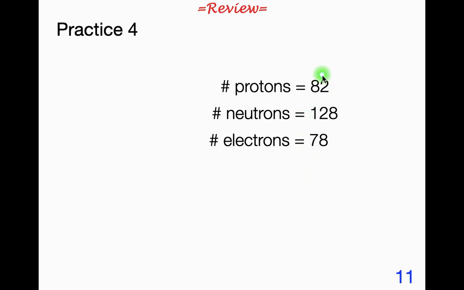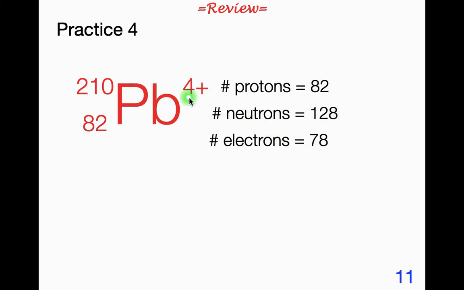On the periodic table, the element that's atomic number 82 is lead. Adding together 82 plus 128 gives us the mass number of 210. And we can see we have 4 more protons than electrons, so it has a positive 4 charge, or 82 minus 78.